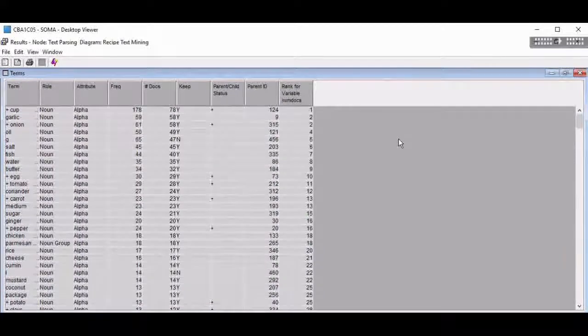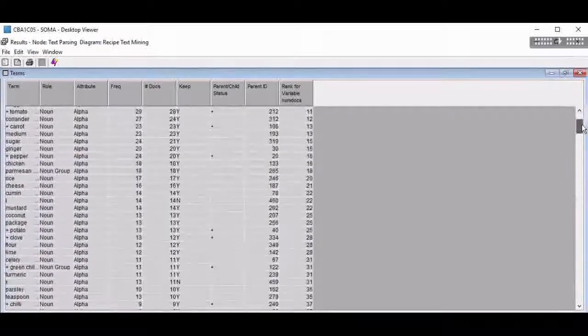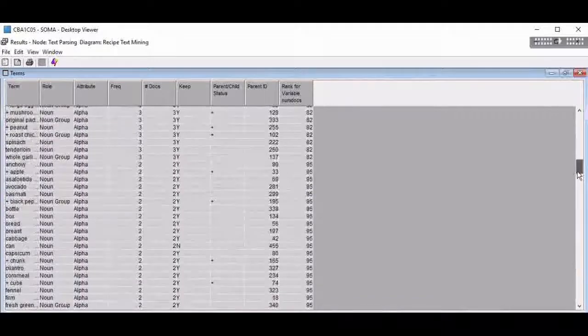Next, the terms window shows us the terms and frequencies. Garlic and onion were among the most popular ingredients.